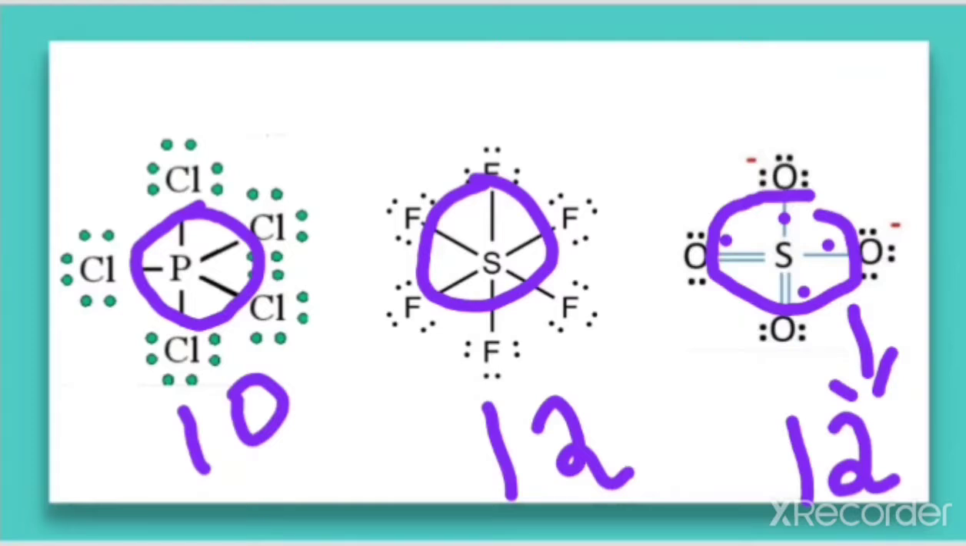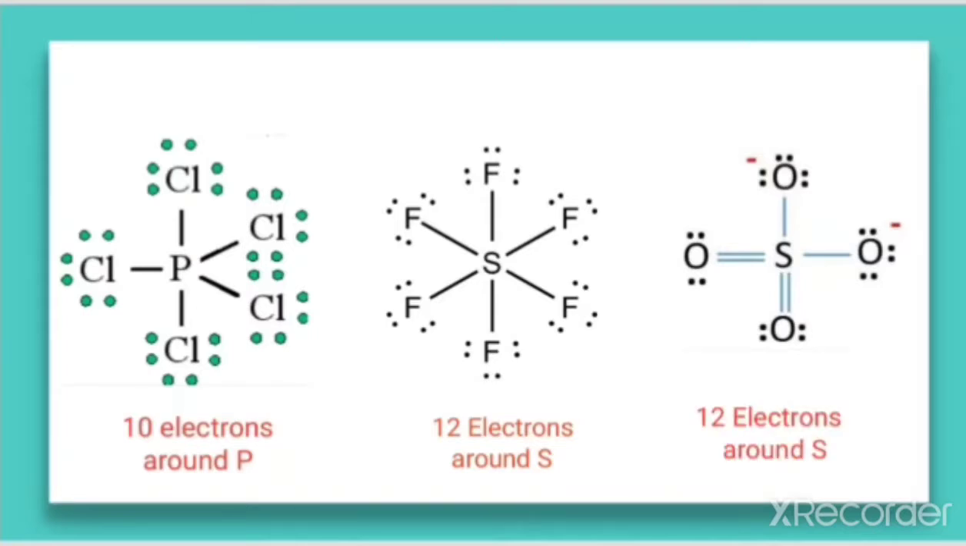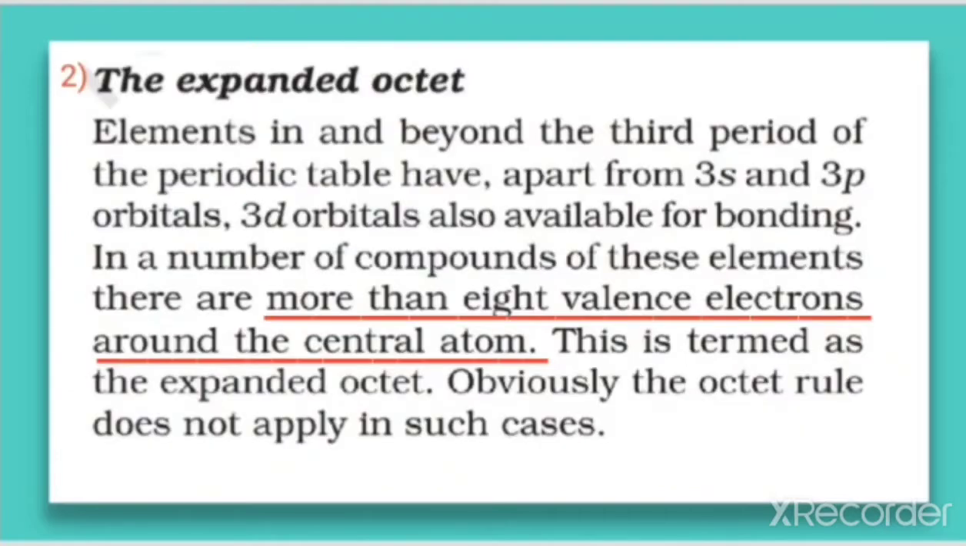So in these cases, we can find that the central atom is surrounded by more than 8 electrons. That means these are examples in which the central atom is getting more than 8 electrons. In the first case, there are 10 electrons around the phosphorus, 12 electrons around the sulfur, and here also 12 electrons around the sulfur. So we can say that it has an expanded octet. The elements in and beyond the third period of the periodic table have, apart from 3s and 3p orbitals, also 3d orbitals. We know that in the third shell, 3d orbitals are also available for bonding. So in a number of compounds, there are more than 8 valence electrons around the central atom. Because of this reason only, they have an expanded octet.